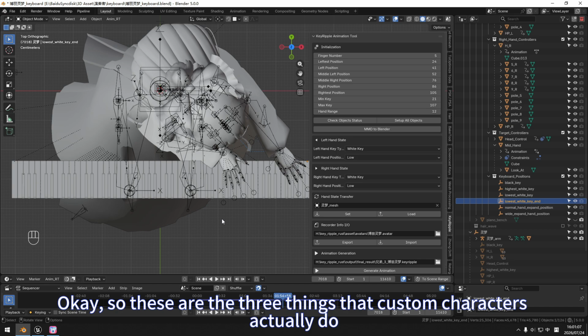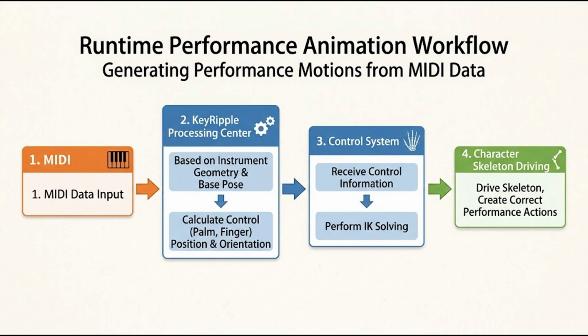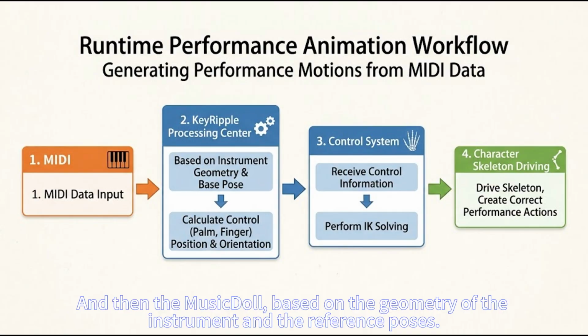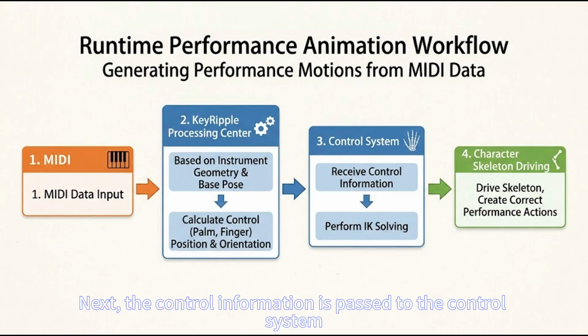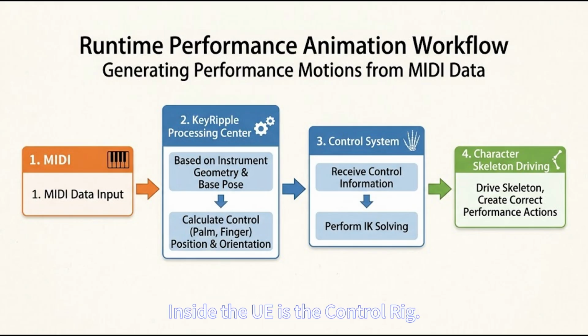Okay, so these are the three things that custom characters actually do. The entire runtime workflow is MIDI data entry first, and then the music, based on the geometry of the instrument and the reference poses, calculates the position and orientation of the controls in each frame. Next, the control information is passed to the control system. Inside UE is the control rig. In Blender, there are constraints solved by IK. Ultimately they drive the character's skeleton to make the correct playing movements.